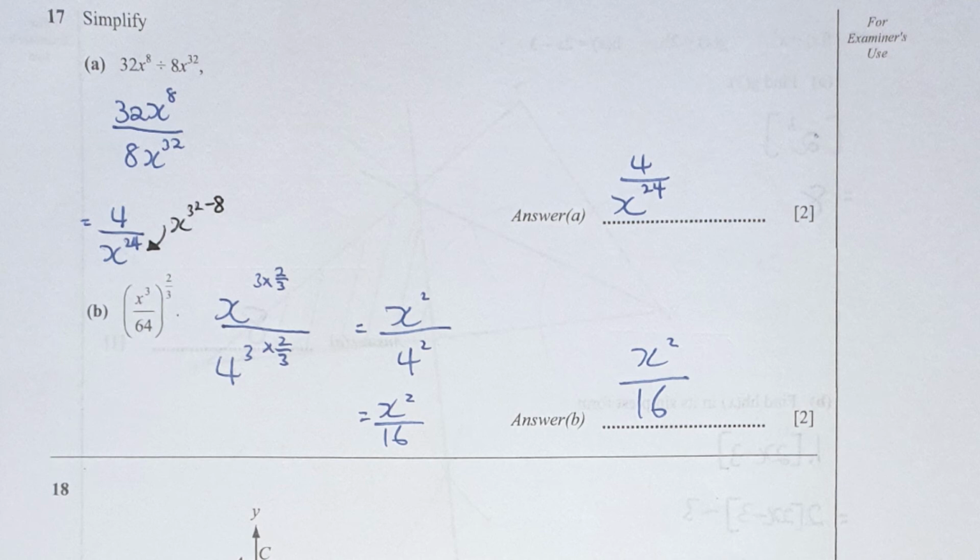As for part B, multiply the 2 over 3 into the power section of the respective number. 64 can be changed into 4 to the power of 3. So your x will be squared, whereby your 4 will be squared as well. So your final calculation, x squared over 16.